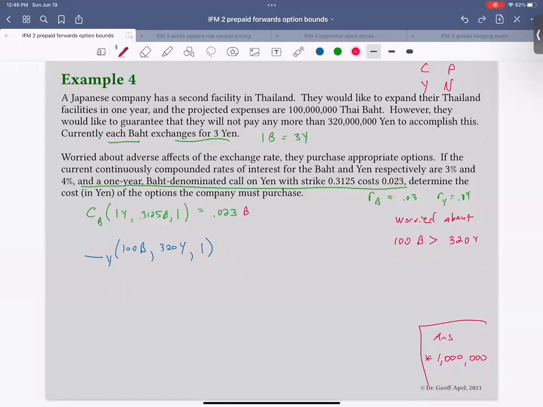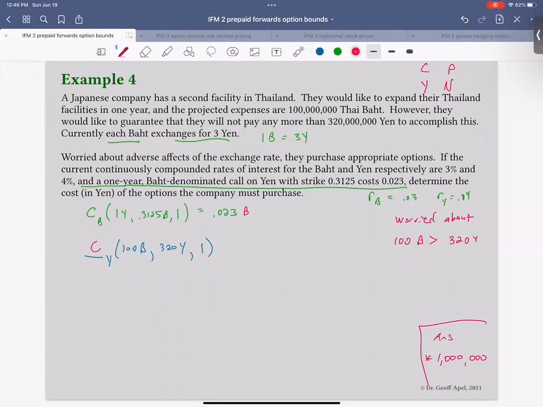Because then that kind of helps me, because this is sort of like the stock in this case, and I'm worried that the stock is going to be more than the strike. So what kind of option is going to pay me if the stock goes more than the strike? It's a call. So this thing here is a call. The option that I need is a call.